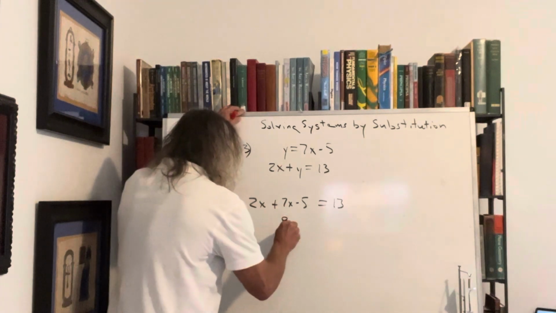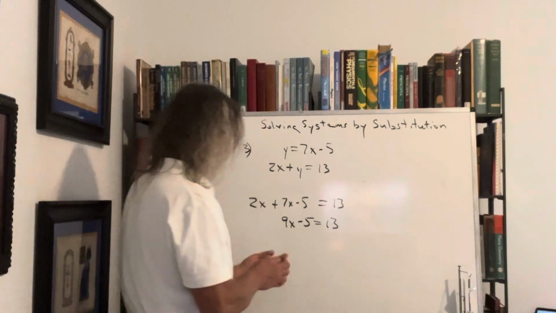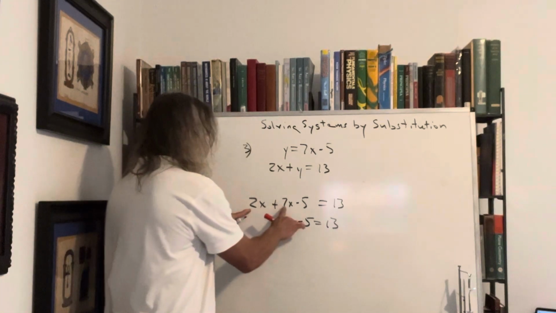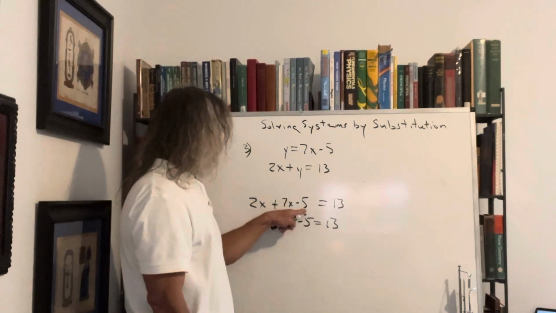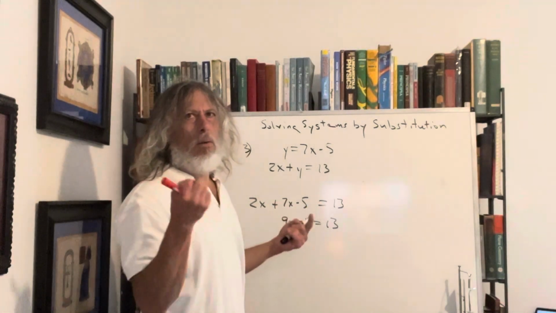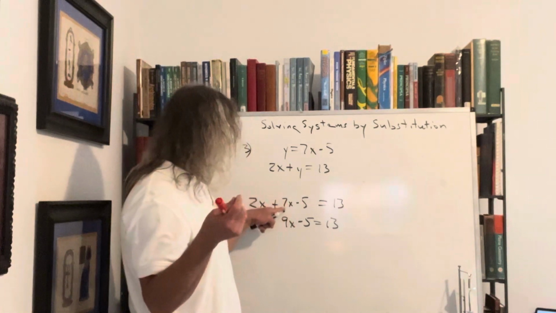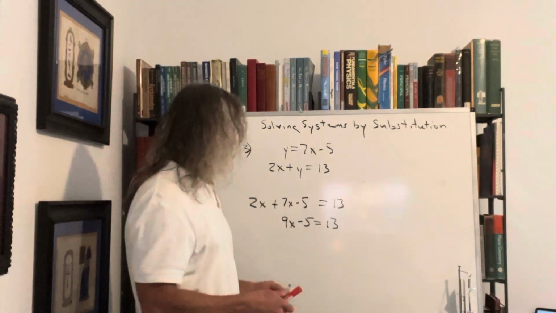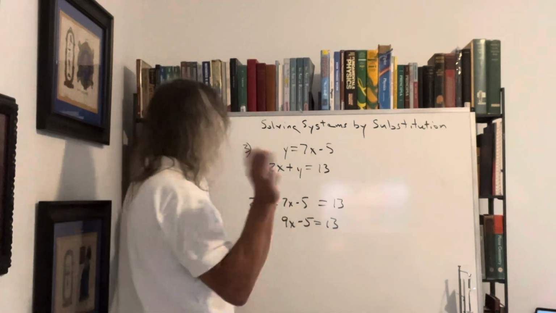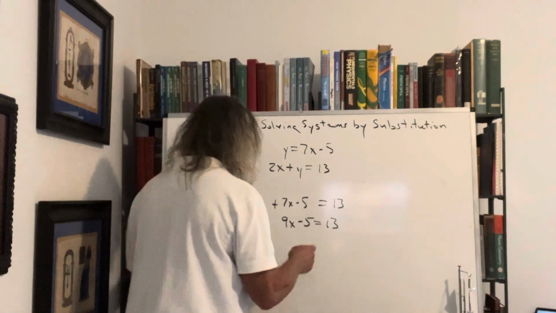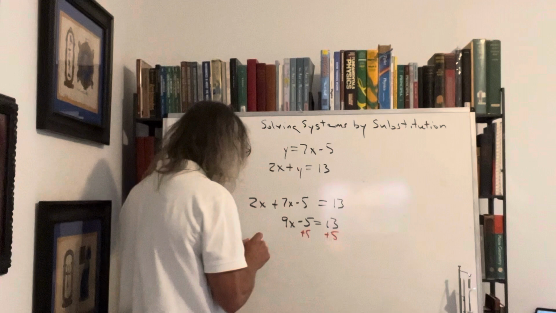9x minus 5 is 13, because 2 of something and 7 of something is 9. Remember, there's 7 of these, but this is 5 like ones. 1 plus 1 plus 1 plus 1 plus 1 is 5. But this is 7 times something we don't know. 7 of these and 5 ones, we cannot combine them. Add 5 to solve this.